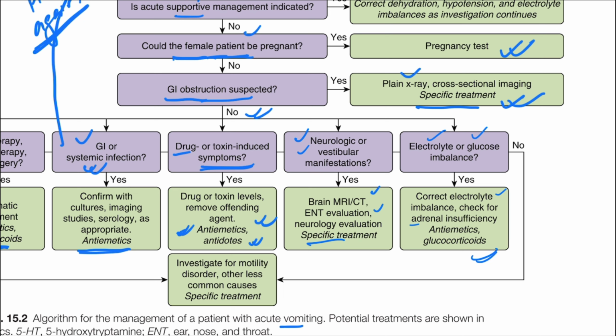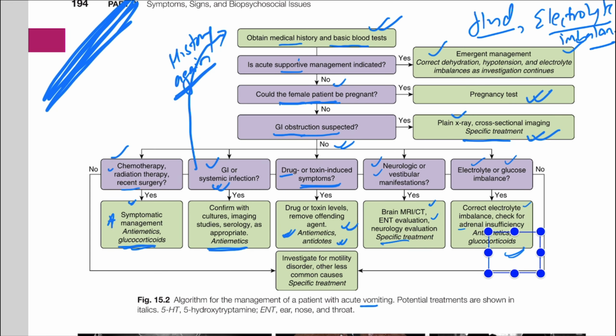If you cannot find any clues till now, then you have to investigate for a motility disorder. Motility disorder can cause vomiting, and although less common, other less common causes you also have to think about. Now we'll go towards what the causes of vomiting can be.